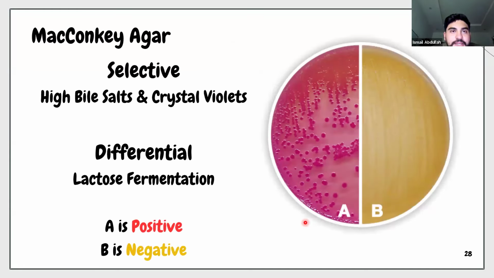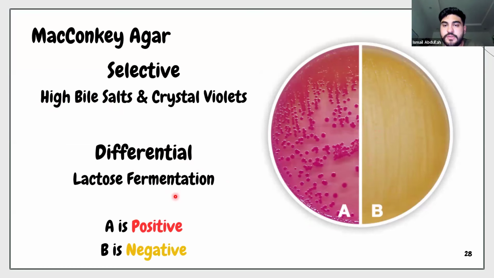So in gram negative, we use a different agar called the MacConkey agar. Now, this agar is purely selective for gram-negative species. How does it do that? It has very high bile salts and crystal violet, so only gram-negative species are going to grow. Tamam? How do we differentiate between different gram-negative species here?